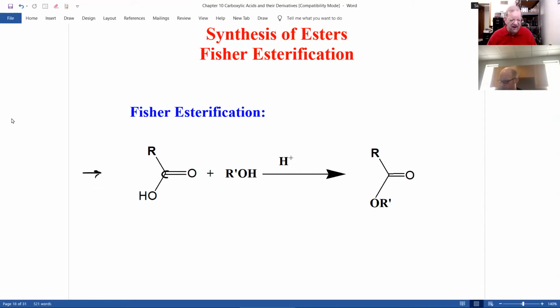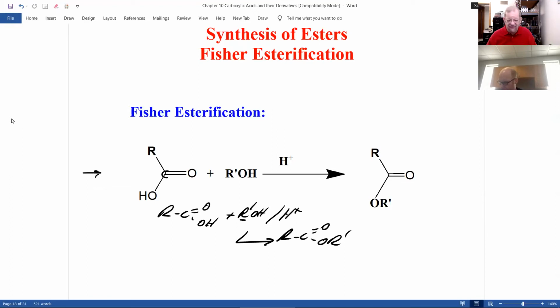So how do you make an ester? Take a carboxylic acid, react it with an alcohol in the presence of acid, and you make an ester. The R prime carbon with the hydroxyl group is the carbon this oxygen is bonded to, and R prime in the ester.